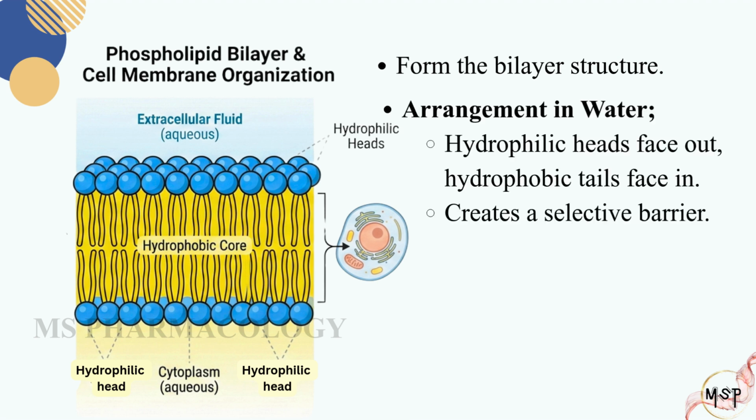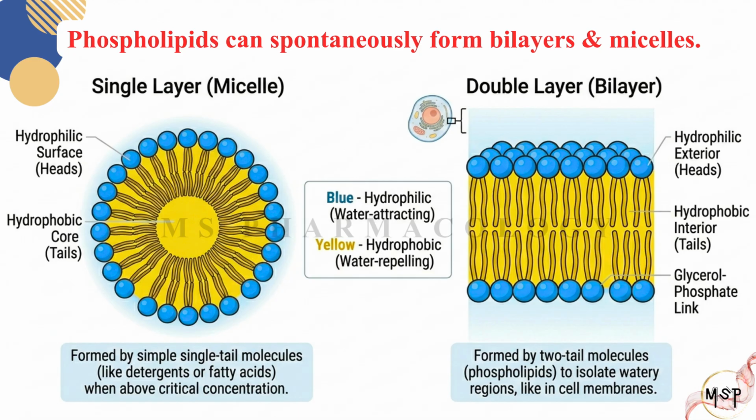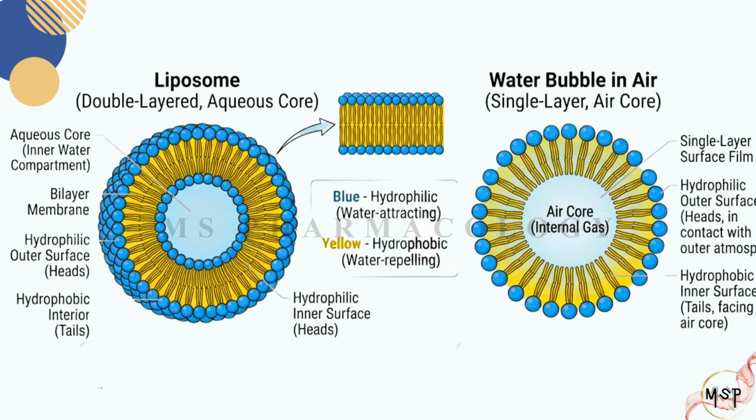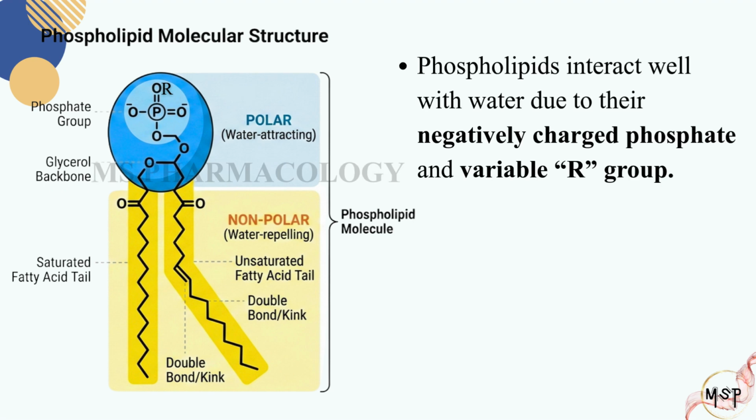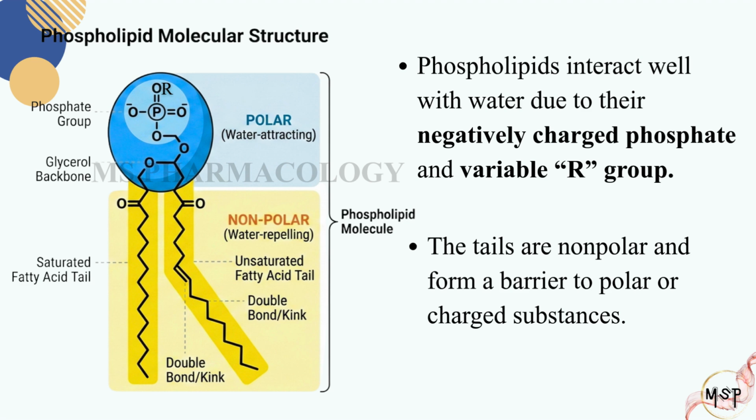The hydrophilic heads face the watery environments inside and outside the cell, while the hydrophobic tails point inward, away from water. This forms the basic fabric of the plasma membrane. Because of their amphipathic nature, phospholipids can spontaneously form bilayers, micelles, or even liposomes, tiny bubbles, depending on their tail structure. The head contains a negatively charged phosphate group and a variable R group, making it interact well with water. The tails, on the other hand, are nonpolar and form a barrier to polar or charged substances.